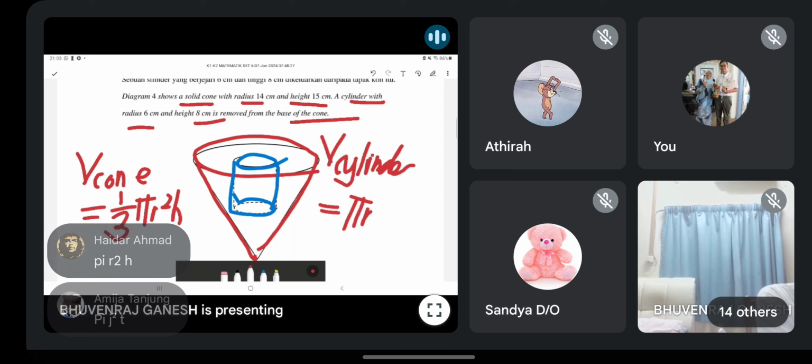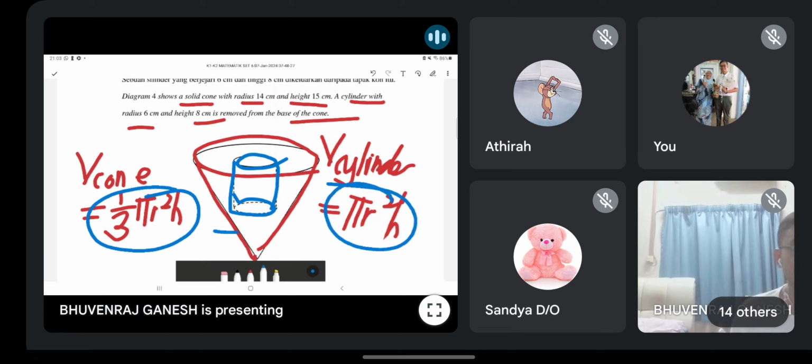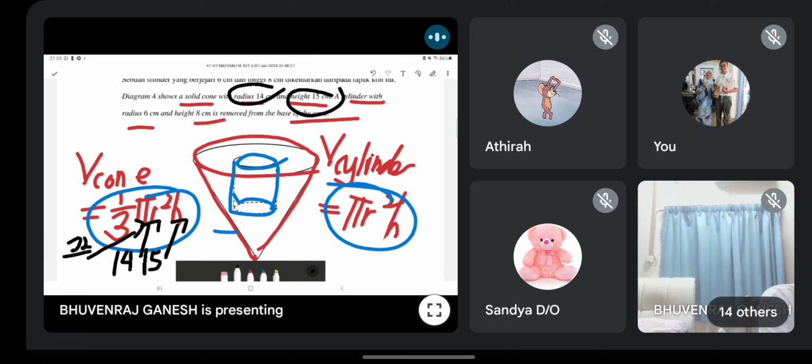Yes, pi r square h. Lepas tu, kamu ambil yang ni, tolak dengan yang ni. You will get the answer. Okay. Kat sini, you can see over here lah. Cone. Radius 14. R 14. Height 15. Ganti 15. Pi, kamu ganti 22 over 7.